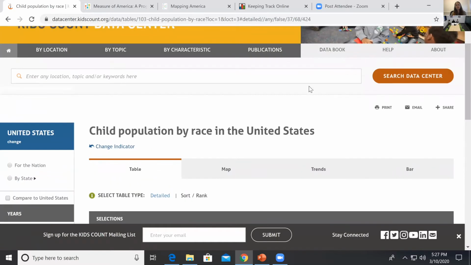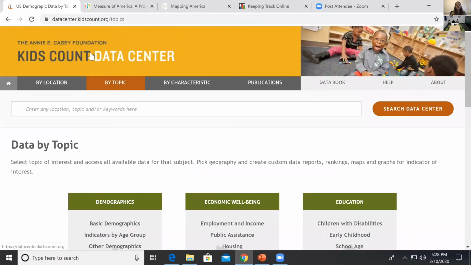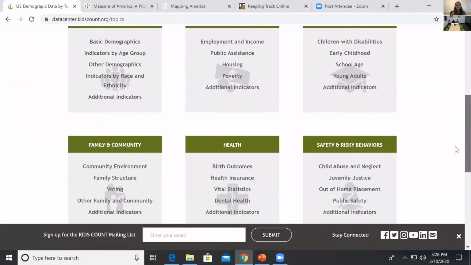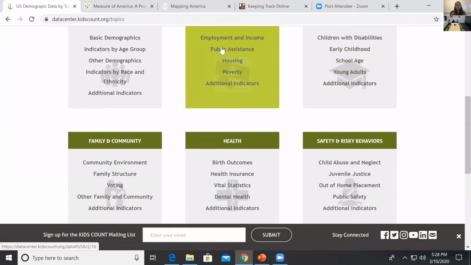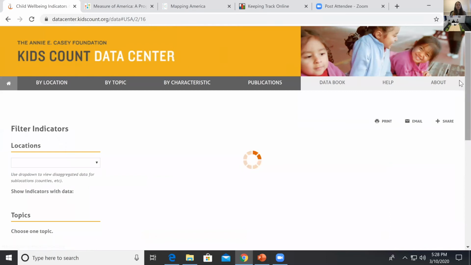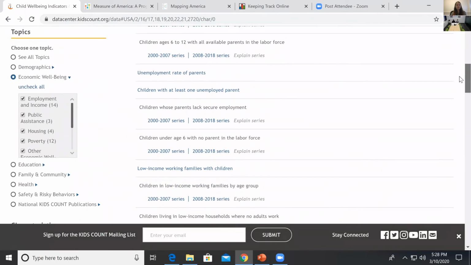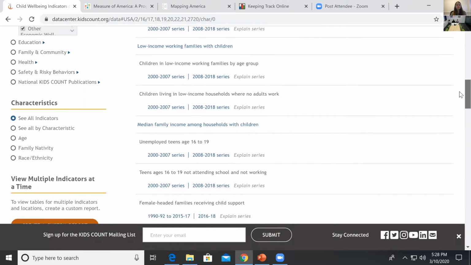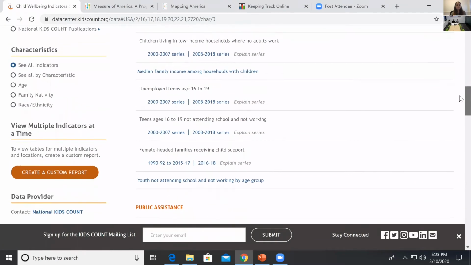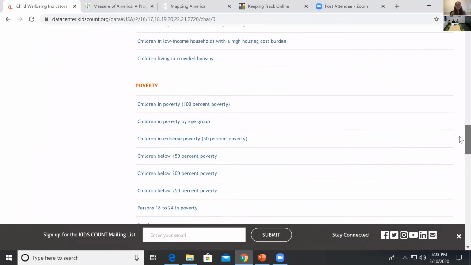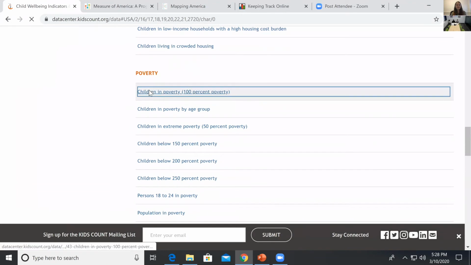So let's go back. One more thing on this before we move on to the next tool. I'm gonna try to think of something that will have citywide indicators. Let's look at poverty. I think we can find that in some cities. So here we are, poverty. Excuse me for 1 second. Here we go. Let's look at children in poverty.